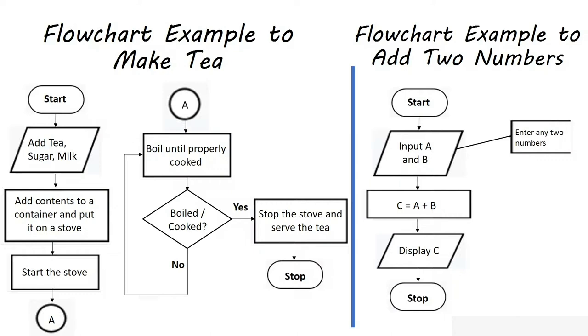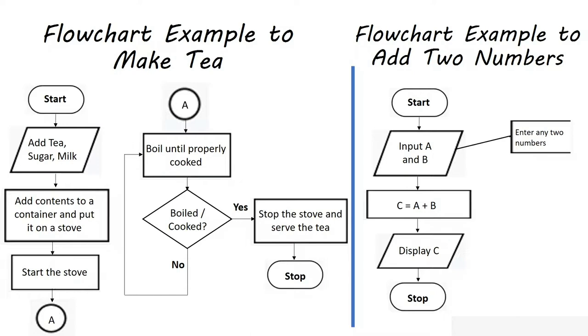So then we are going to check how to indicate whether the process is to stop or not. For that we are using the decision box that will check whether the tea is boiled and cooked or not. If not, then we create a loop. Okay, we take the no path and we create a loop back to the process, that is boil until properly cooked. So this will go on until the tea is boiled and cooked properly.